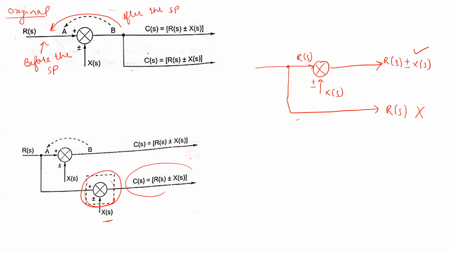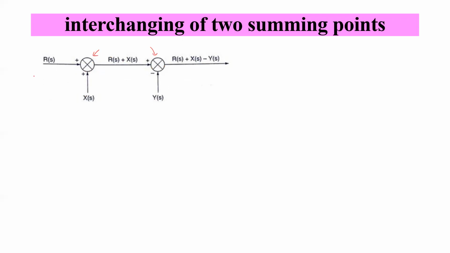Now let us move further. If we have to interchange two summing points, we see that there are two summing points which are falling consecutive to one another, as you can see here. These two summing points are in series with one another, so we can interchange these two. These two can be interchanged by simply placing this in place of this summing point and placing this in place of this summing point.